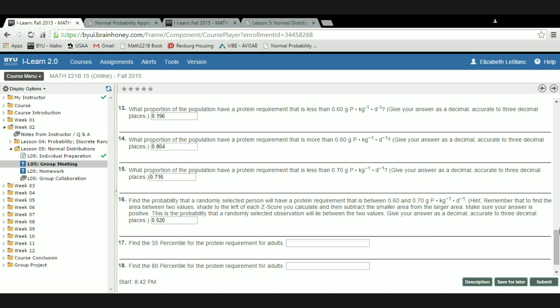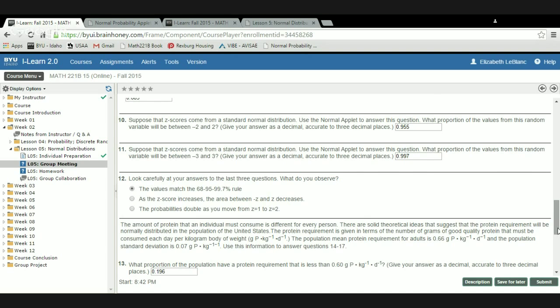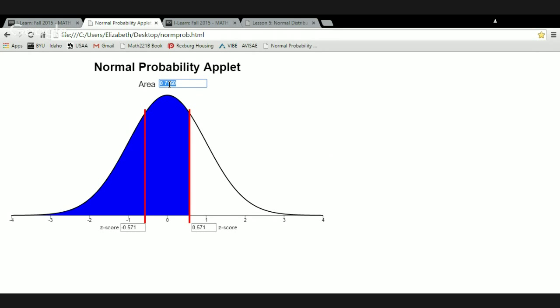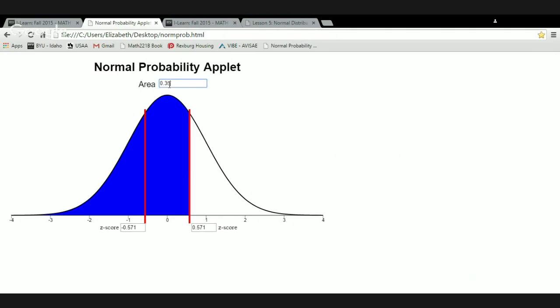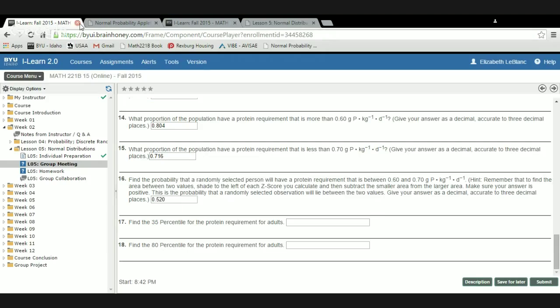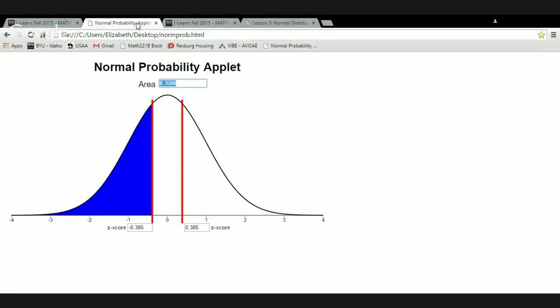All right, 17. Two more questions. It says, find the 35th percentile for the protein requirement for adults. So we would just say 35 or 30? 35. So we would just put 0.35 to the top.